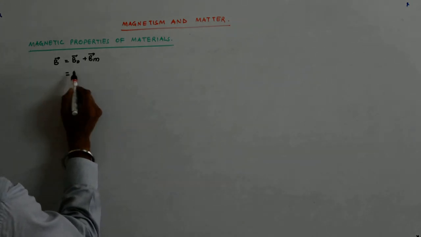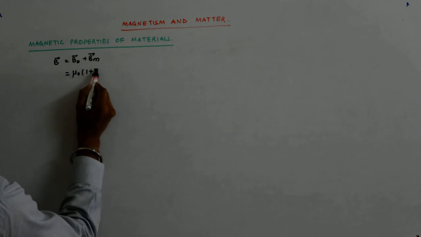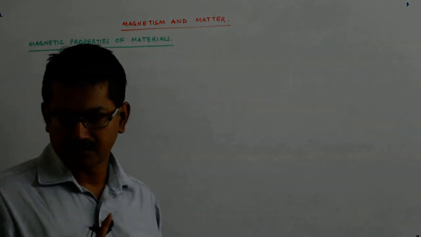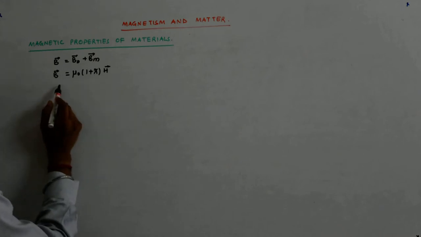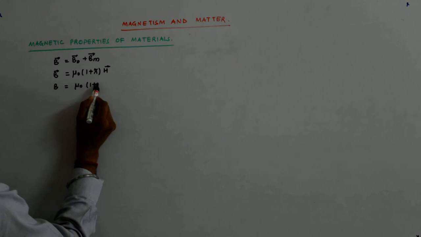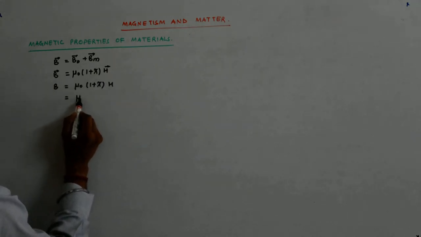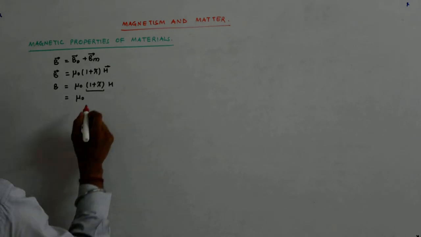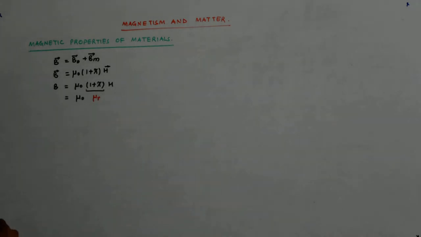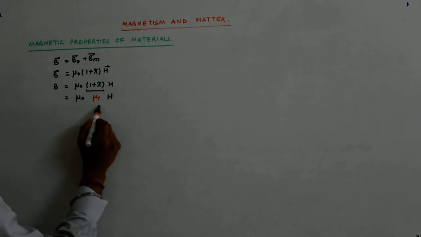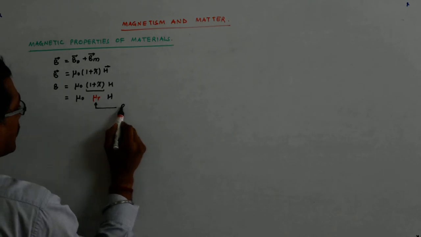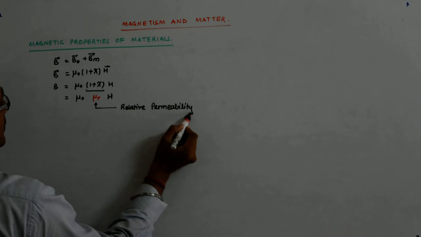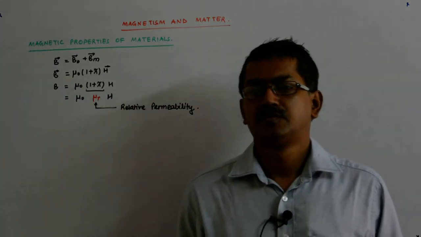Now we said that somehow it all became mu naught into 1 plus chi into H. Is it not? Magnitude wise, mu naught into 1 plus chi, this whole was termed mu r, and this remained H. So B is mu naught mu r H, and this mu r is what we called relative permeability. In magnetism, it is permeability. In electrostatics, permittivity. Fine.